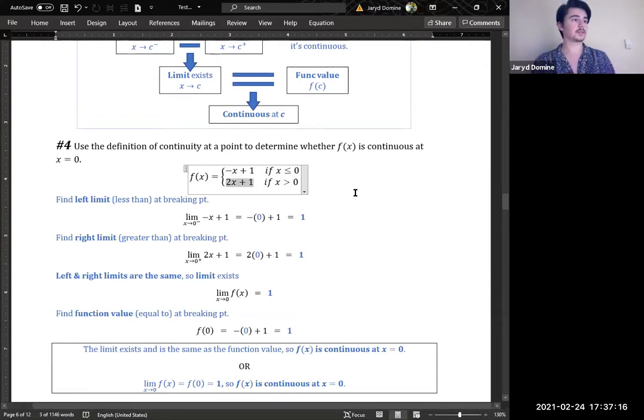Okay, so those are our two options. The first one is less than or equal to. The second one is greater than. It's important to notice which one has the equal sign. The equal sign is on the first one. That means if I plug in x equals 0, exactly 0, then I use the top one. And that's what that equality means.